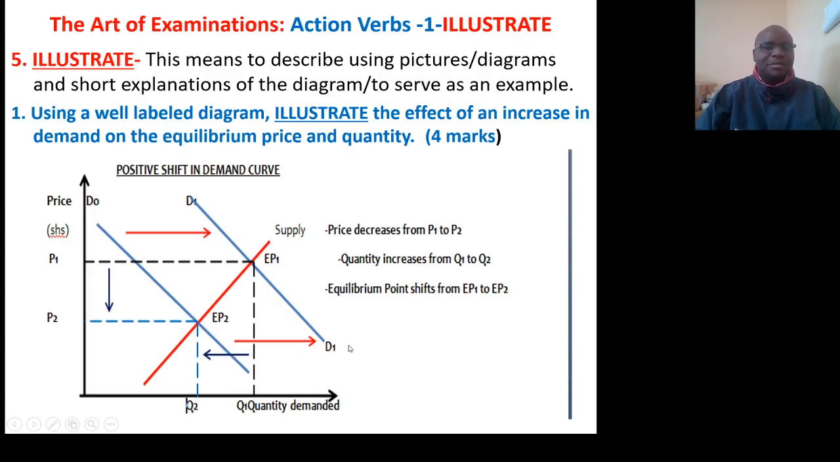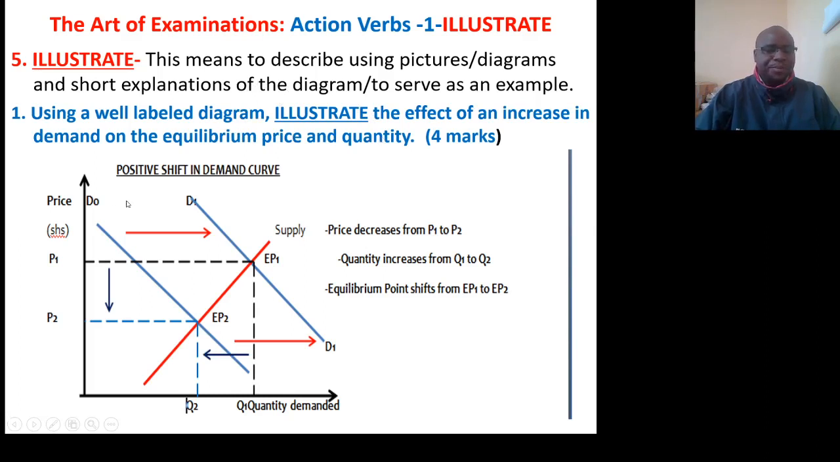Action verb number 5, illustrate. This means to describe using pictures or diagrams, and short explanations of the diagram are needed to serve as an example. Number 1, question. Using a well-labeled diagram, illustrate the effect of an increase in the demand on the equilibrium price and quantity.